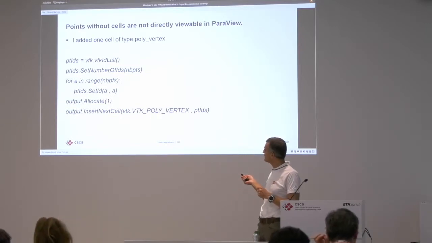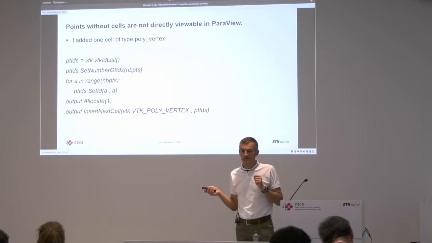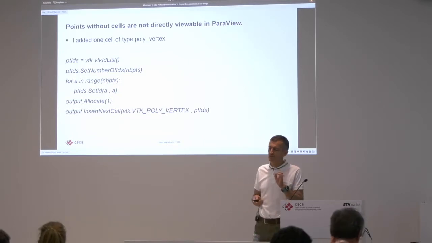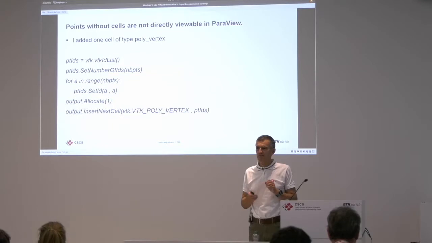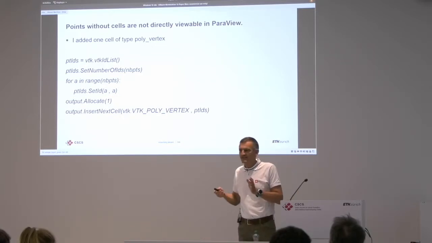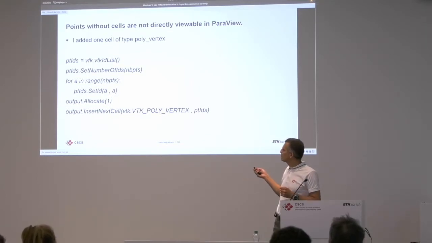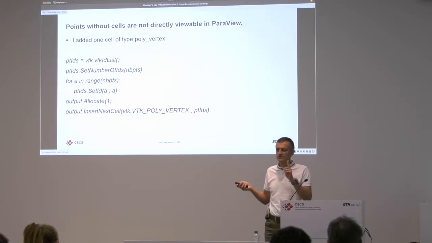Anyway, so the trick I use is to define one cell of type polyvertex. So this is a single cell to which I can attach as many points as I want, and by this I mean really a lot. I've done the experiment once with hundreds of millions of points, and I could not manage to crash ParaView. So it just worked. There's apparently no limitation to the number of points you can attach to a single cell.